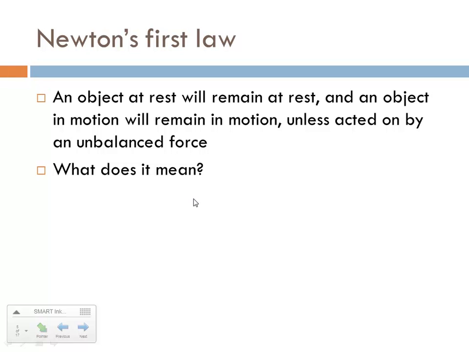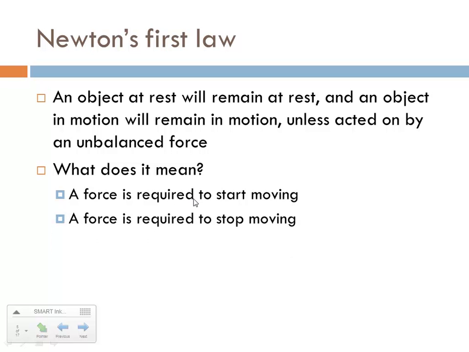Now what does this first law mean? You need a force to start moving. If you just look at an object, it's not going to move unless you do something to it. A force is required to stop moving. Like I said, that's usually friction. It can be an applied force, but typically it's friction. But a force is not required to continue moving. And this was the revolutionary idea at the time. If something's moving and nothing else is acting on it, it's going to move forever.